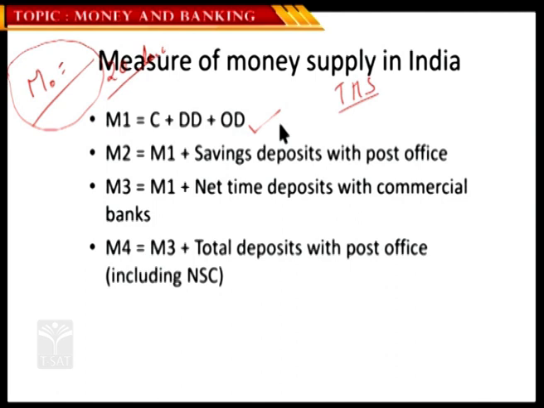M1, the first measure of money. Here, C stands for currency in circulation, and DD stands for demand deposits and other deposits with the RBI. So if you sum up the currency that has been in circulation in the economy with the demand deposits that people have in the banks plus other deposits with RBI, that gives you M1. And M2 refers to M1 plus savings deposits with post offices.